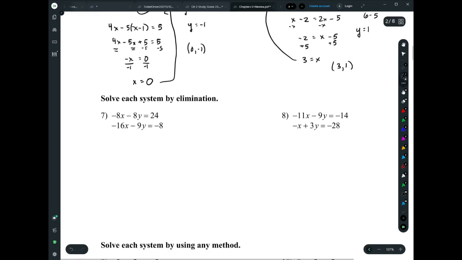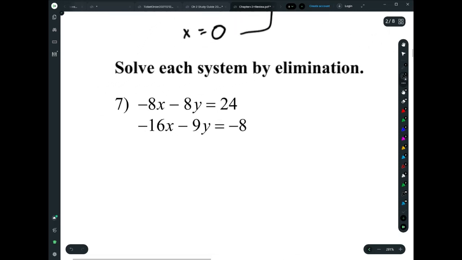Elimination methods, just a little different. The goal, again, match up the x's so that they are opposites, or the y's. But if I wanted to make, say, 8 the opposite of negative 16, I want this to become negative 16 somehow. Well, I do that by multiplying the whole top equation by negative 2. So doing that, you just need to remember that you need to distribute that to all 3 things.